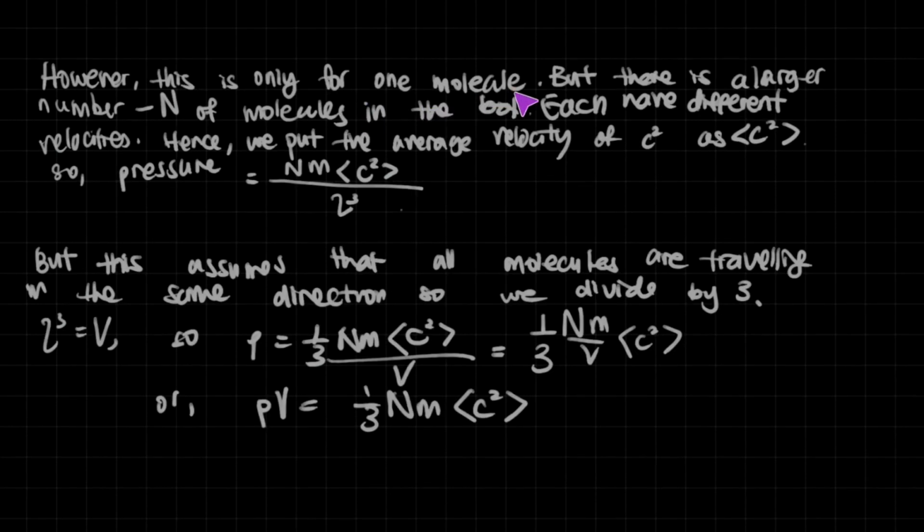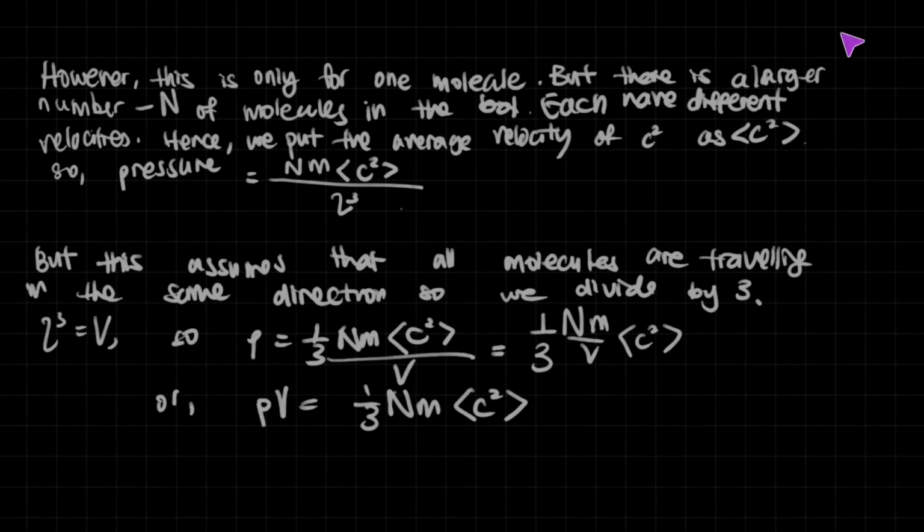However, this is only for one molecule, but there are larger numbers of molecules, which is N, in the box. Each have different velocities. Hence, we put the average of c squared as this. So we put it in these brackets, and that is basically what that means, that it's the average of all of the velocities. So basically pressure is N, the number of molecules, times their masses times their average velocity squared divided by L cubed, because what we're trying to change is the mass. The average velocity is going to become just basically the average. And so the mass, you're going to have to times how many molecules there are. That's the only thing we've got to change.